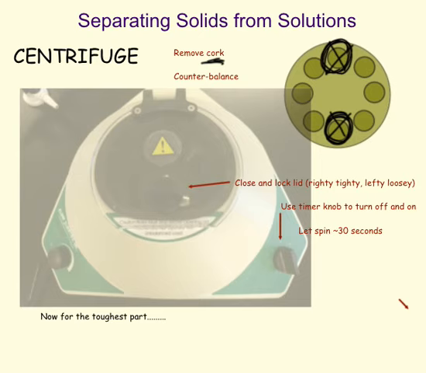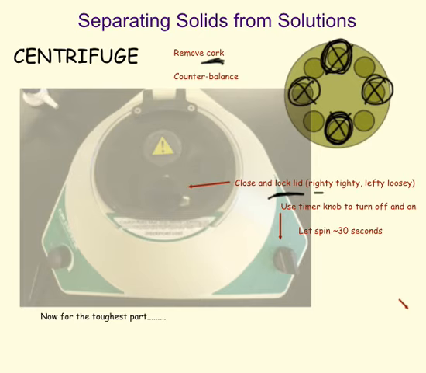If you have 4 test tubes, it doesn't really matter. You could do those 4, but somehow you need to make it symmetrical. And the whole goal here is to just limit the vibrations of that centrifuge. If it starts vibrating too much, it can crack the test tubes, and nobody wants that. So when you use this, you get rid of the cork, you counterbalance, then you close the lid and you lock the lid. That's what makes it be able to turn on. It will not turn on unless that lid is latched.